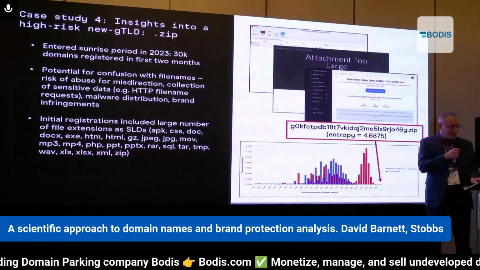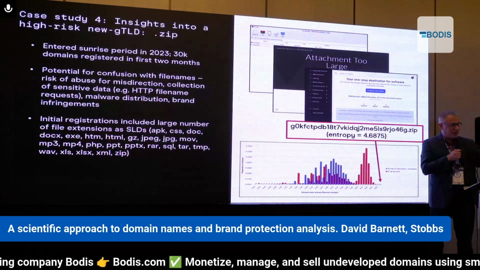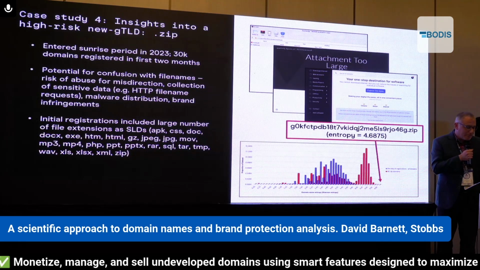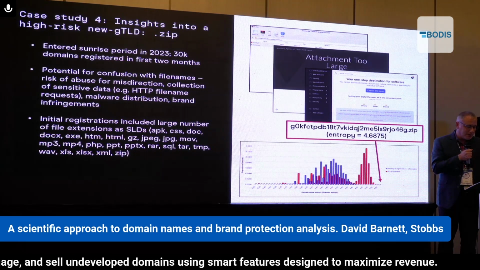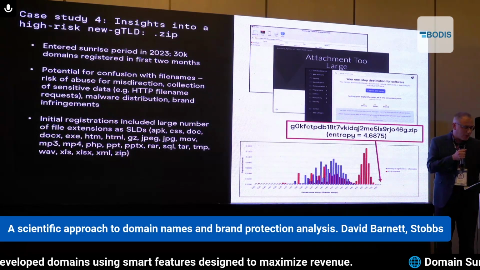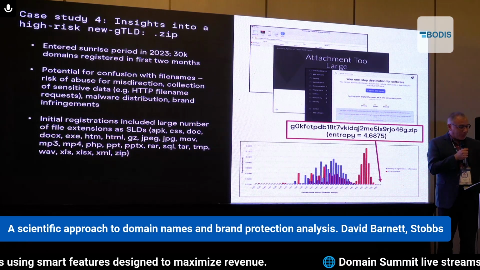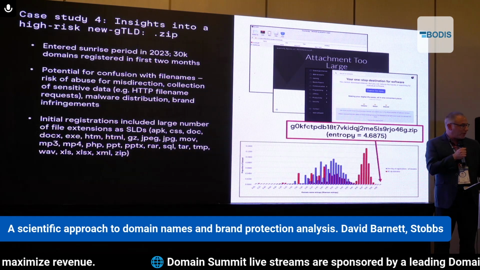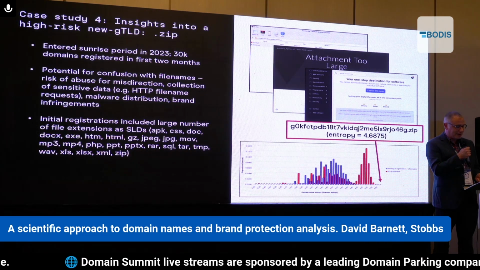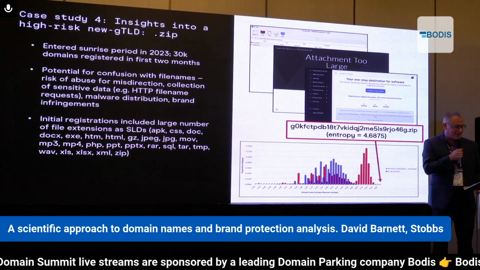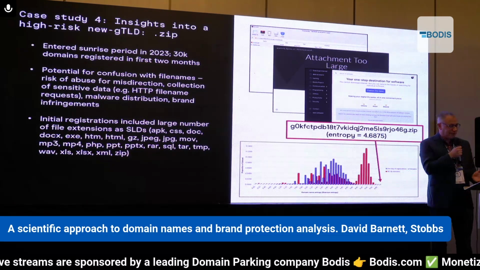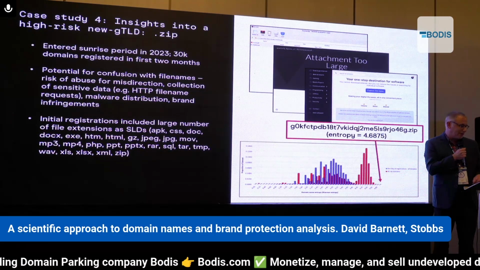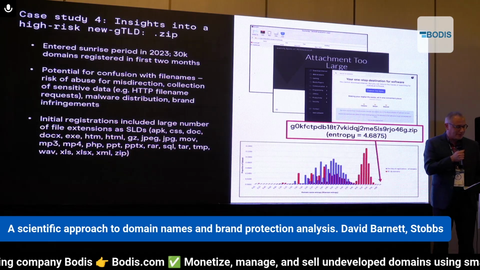Going back now to something a bit more domain flavored. One of the new gTLDs released in the last year was .zip. I'm sure many of you will be familiar. It entered its sunrise period in 2023, and 30,000 domains were registered within the first 2 months. However, amongst those initial registrations there was a lot of bad activity as well. There were a lot of phishing attacks, with well-documented campaigns against Microsoft, Google, Okta, and various others. Several hundred of the domains registered in the first few weeks also contained high-risk phishing or malware-related keywords, things like update, install, download, invoice, and so on.